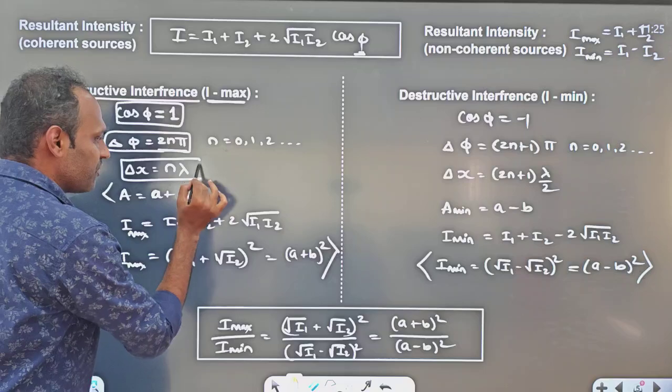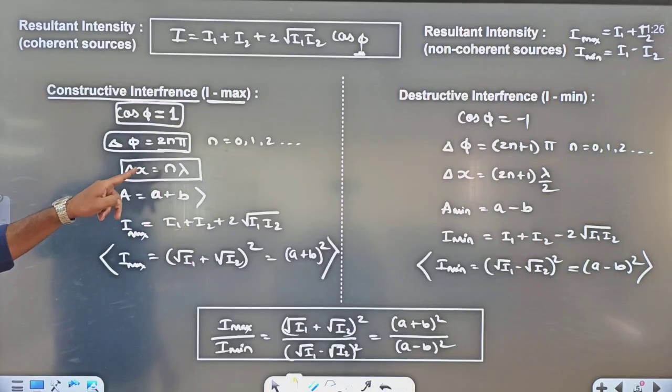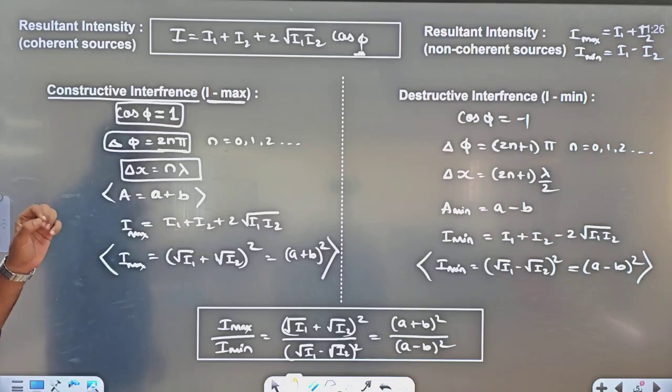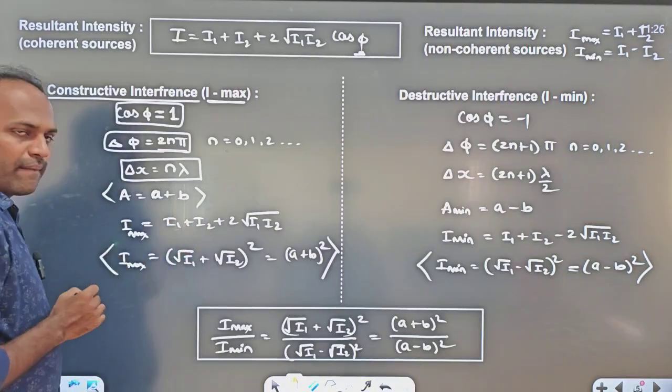Now, if you substitute this phase difference into the phase difference and path difference relation, you get this much path difference. Right? So for maximum intensity, for constructive interference, cos phi must be equal to 1, phase difference must be equal to 2n pi, and path difference will be equal to n lambda. Remember the formulas. Okay, now resultant amplitude will be a plus b.